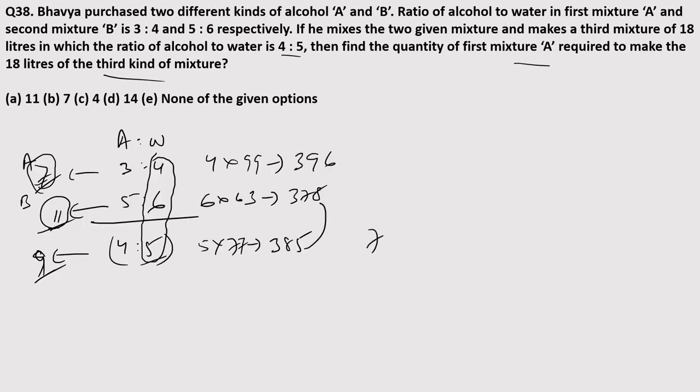This is 7 is to this minus this. This is 11, right? So A and B are mixed in the ratio 7:11, and we are getting 18 liters. So this has to be 7. 7 is my answer. Let's move to next question.